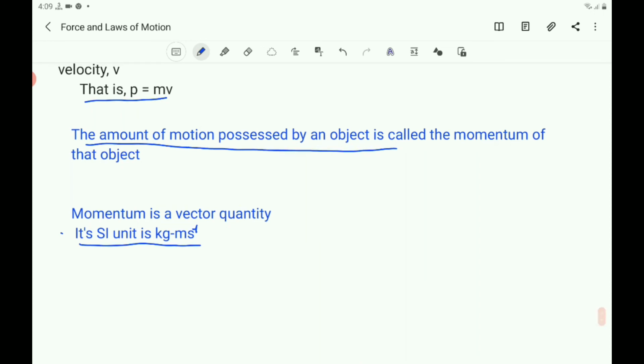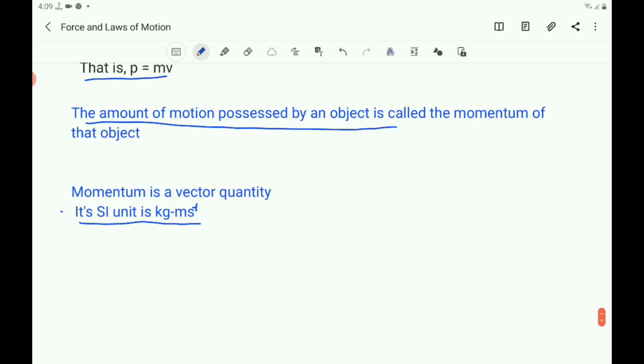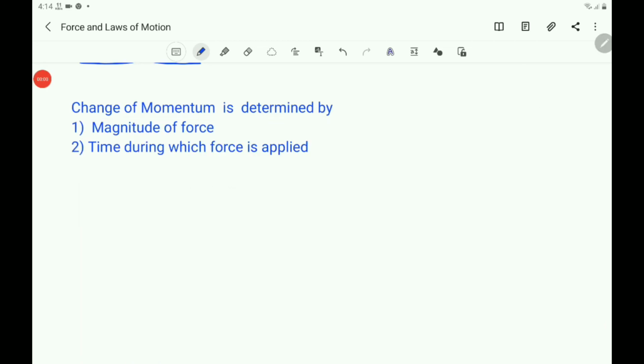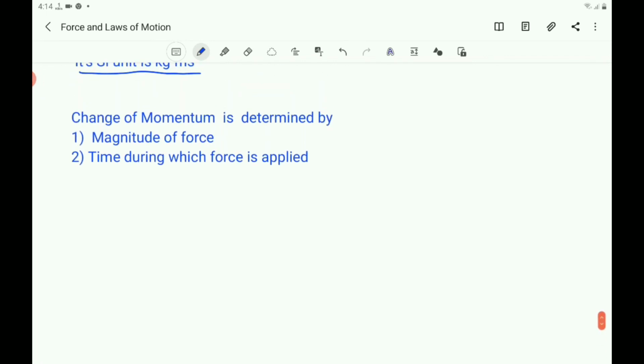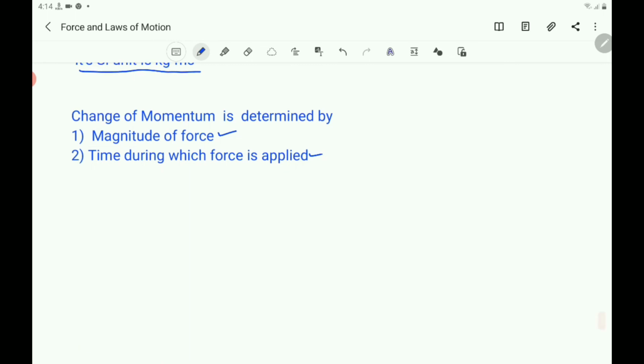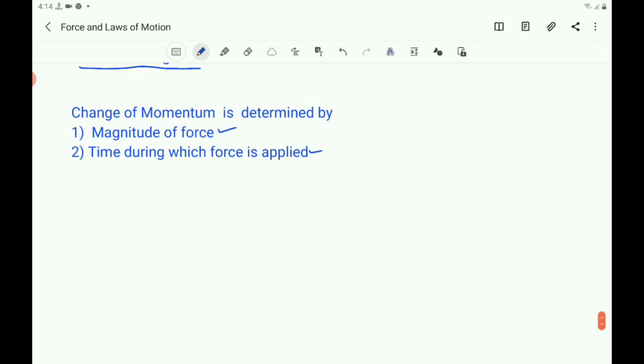Therefore, let us state the second law of motion. What is the statement of the second law of motion? The rate of change of momentum of an object is proportional to the applied unbalanced force in the direction of force. So, children, note down that change of momentum is determined by, first, the magnitude of force, and second, the time during which force is applied.